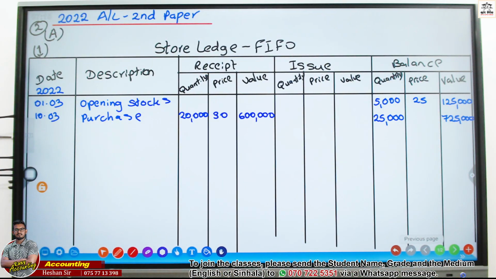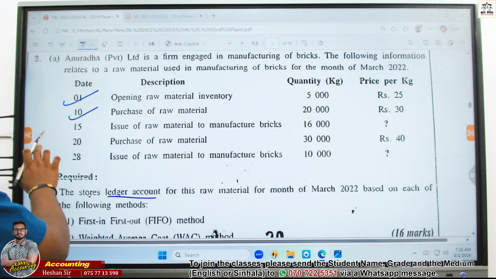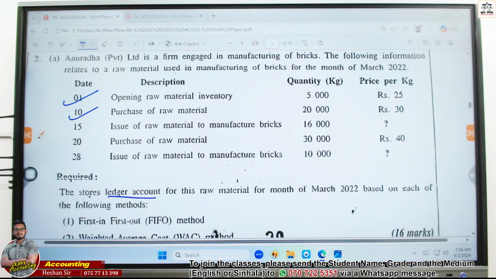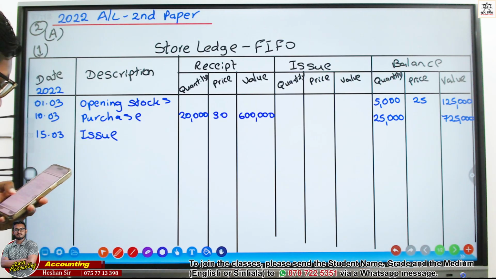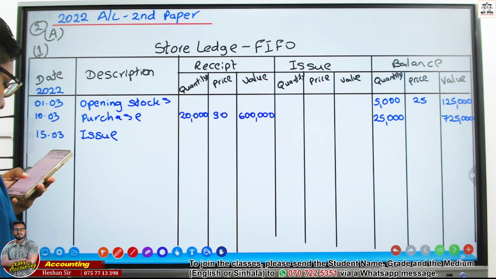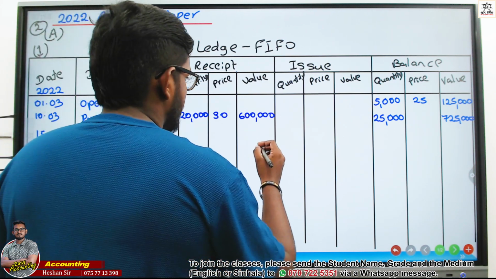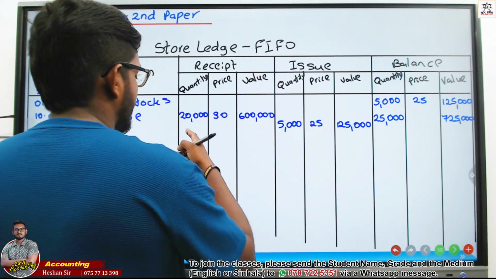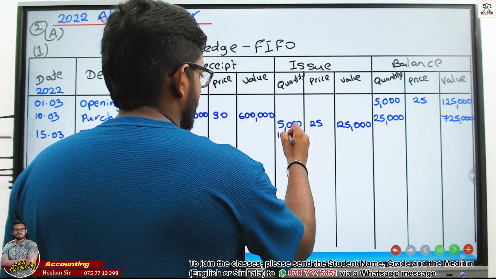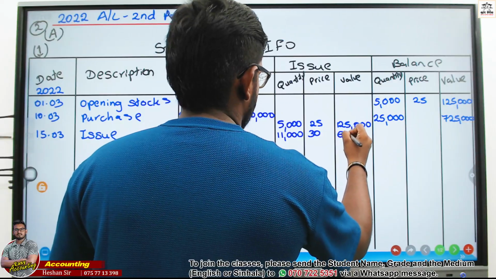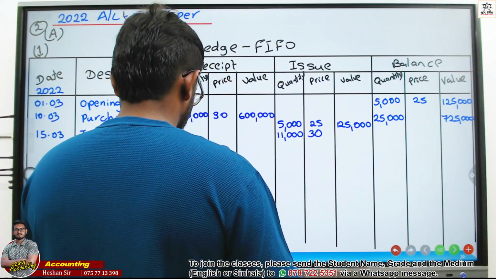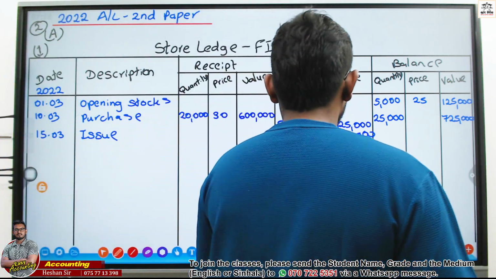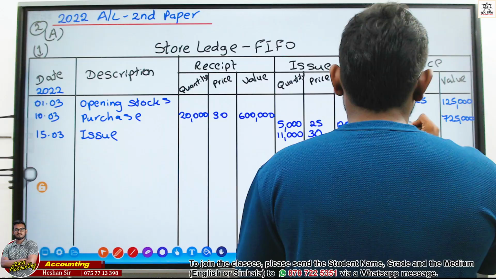Now the next one, third, is where things change. Issue of raw material for bricks, 15th of March: 16,000. Now we issue 16,000 in different ways. In the FIFO method, first we issue 5,000 at 25, which is 125,000. Then we need to issue 11,000 from the next lot, 11,000 at 30, that is 330,000. Now out of 20,000, we have 9,000 left.